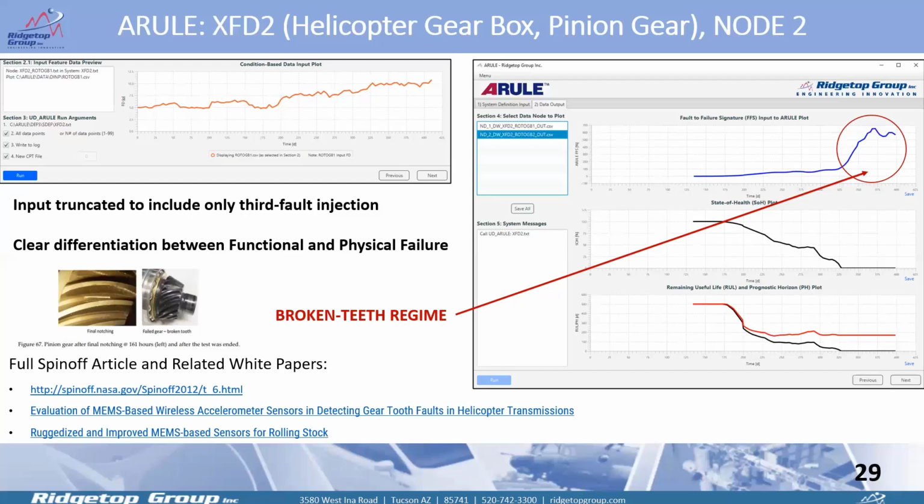Good point. ARULE too, we actually get to specify that level of functional failure in our data set. One of the parameters that we provide is to allow the user or the health management engineer to specify at what level of degradation ARULE could say it is functionally failed.